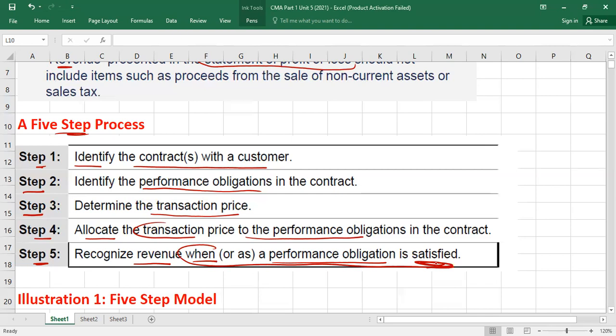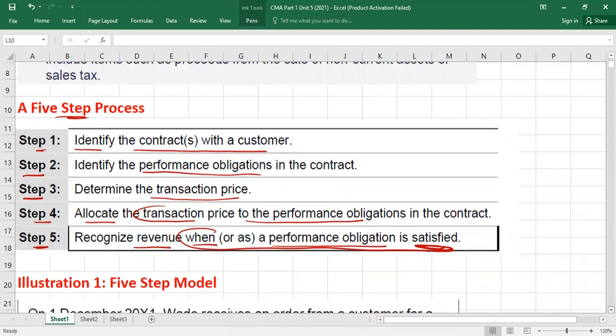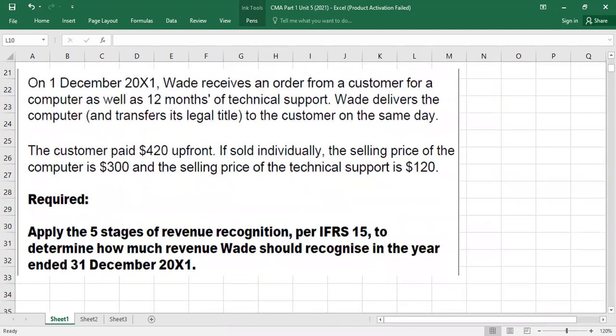So let me give you an example for these 5 steps. Then we will open them one by one, because from here most of the theoretical questions will come in your exam. So the theoretical points you need to memorize. Here we have an example, guys. Let's assume on December 20X1, Wade receives an order from a customer for a computer as well as 12 months of technical support. It means how many things are you going to deliver? 2 things. Number 1 is the computer. Number 2 is technical support.